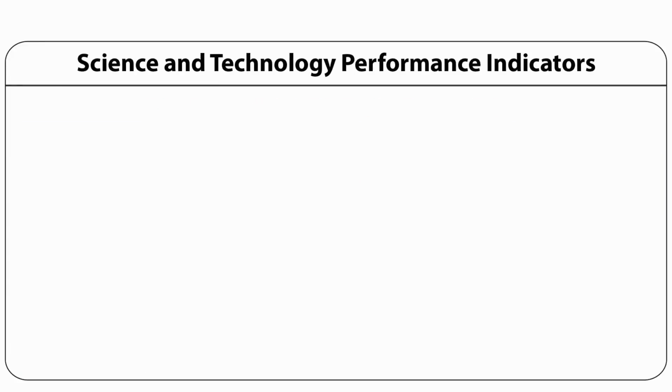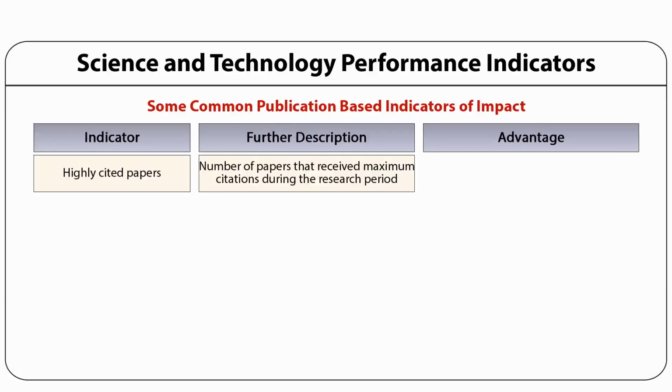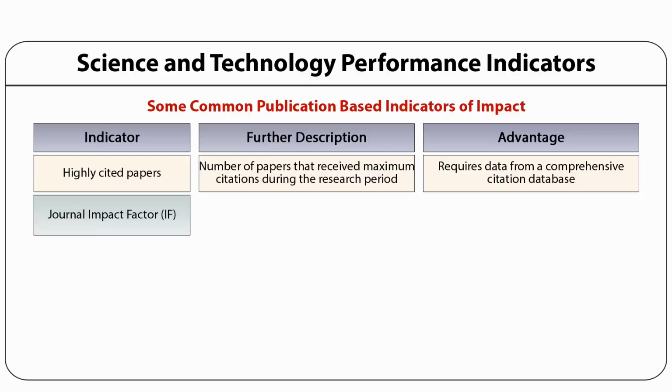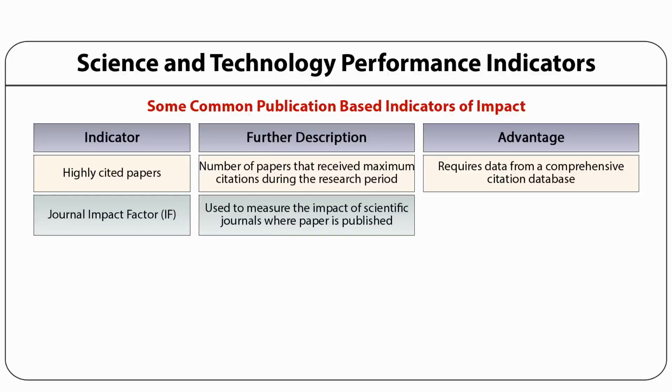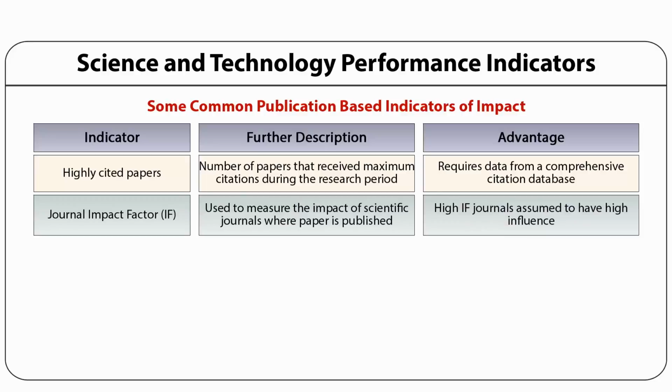We further discuss some common publication-based indicators of impact. Highly cited papers. Number of papers that received maximum citation during the research period are captured. Through this, the advantage is that it requires data from a comprehensive citation database which is available, but the problem is that a highly normalized citation score can be due to a few highly cited articles. Journal impact factor is used to measure the impact of scientific journals where the paper is published. High impact factor journals are assumed to have high influence, but again the problem is that impact factor is field dependent because citations have strong variance field-wise.